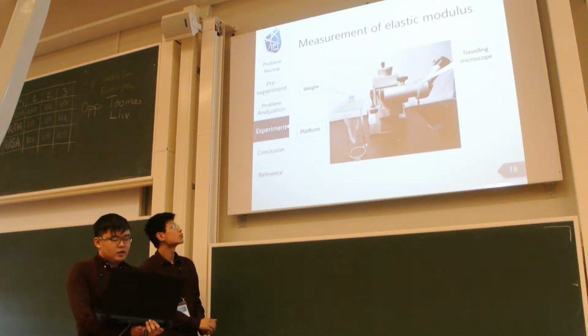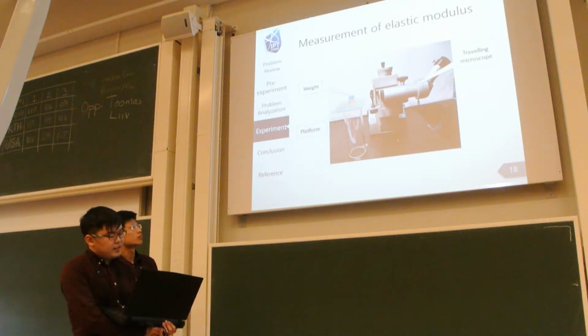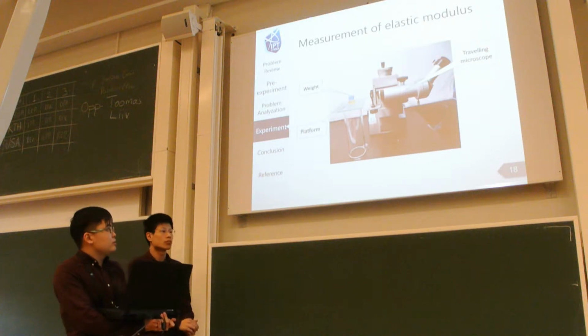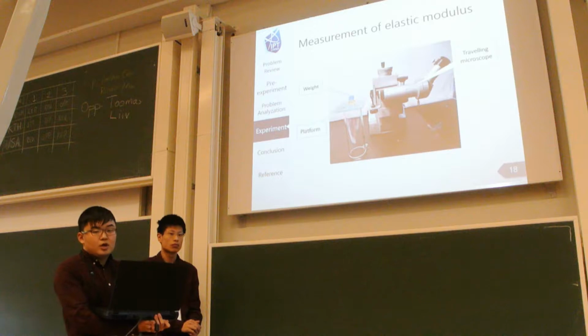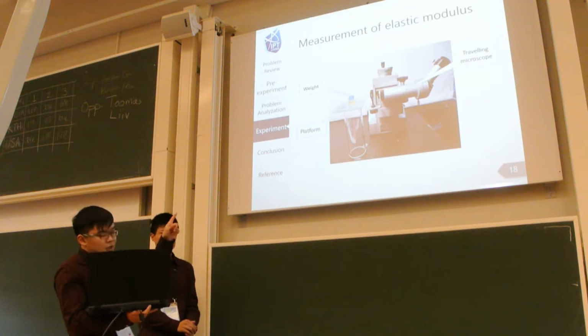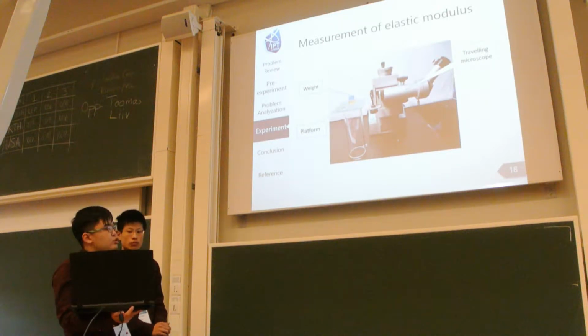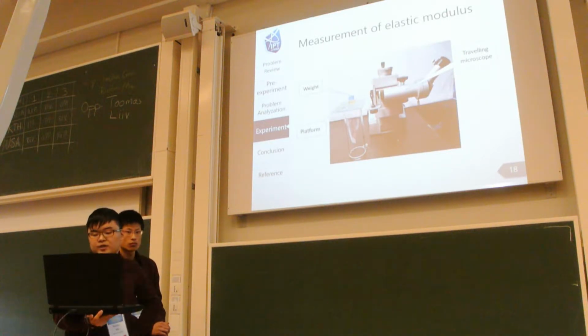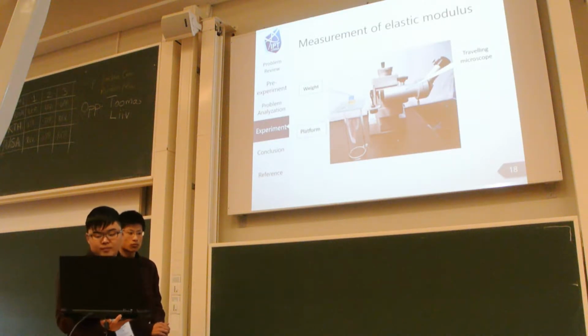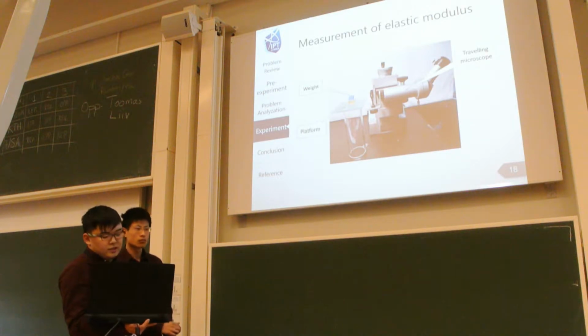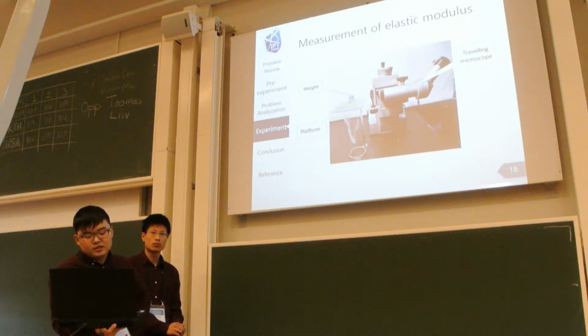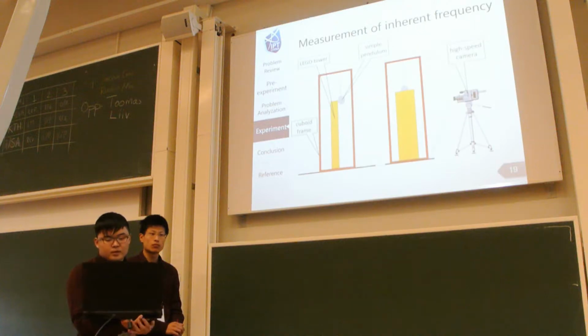Next part is about our measurement. We measure the elastic modulus of the bricks according to the balloon test. We put the bricks on the platform and we use weight to provide pressure, and a traveling microscope is used to measure the deformation of the bricks. From the size of the bricks and the deformation we can calculate the elastic modulus of the bricks.